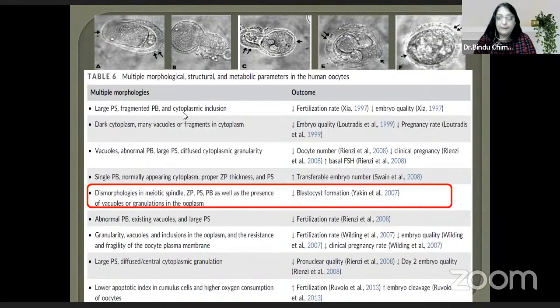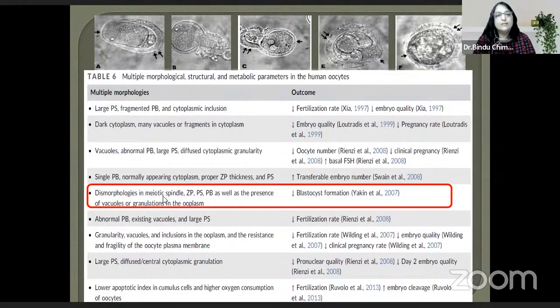perivitelline space, fragmented polar body, cytoplasmic inclusions, dark cytoplasm, many vacuoles, fragments in the cytoplasm. So sometimes you see a cytoplasm which is not continuous, which is in bits and pieces. So all this hampers the blastocyst formation rate.